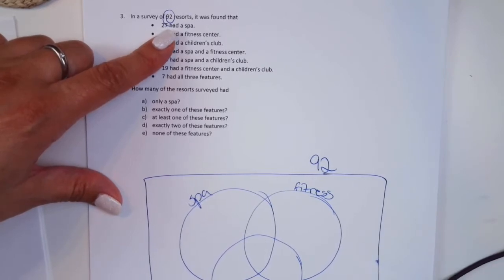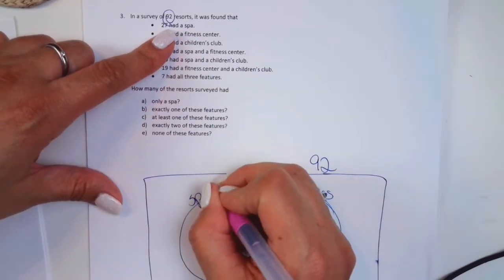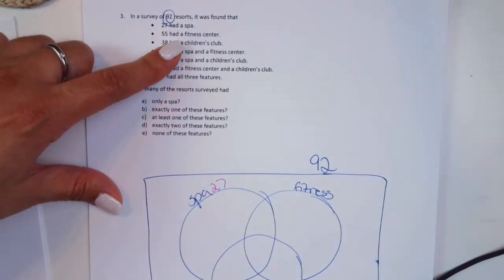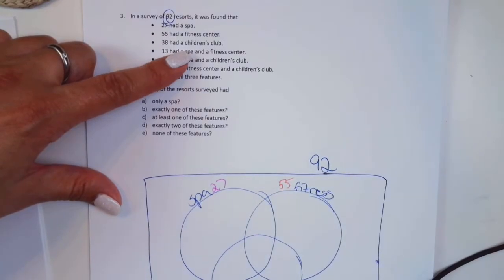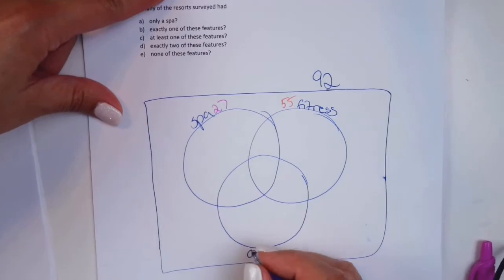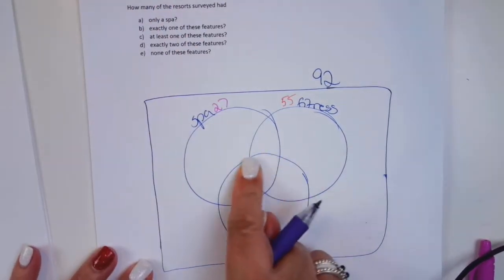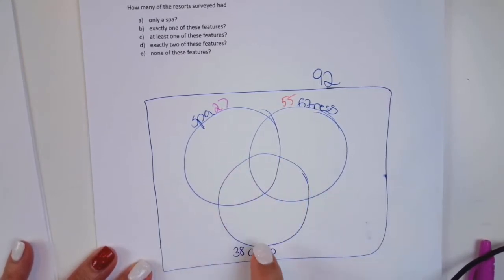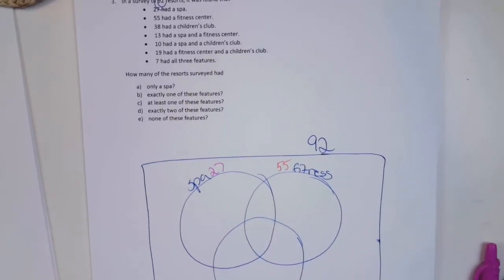27 had a spa, so 27 goes here. 55 had a fitness center. 55. 38 had a children's club. So 38 goes here. And why am I putting them outside? Because 38 is this whole circle here. But we have 1, 2, 3, 4 sections in it. We don't know yet where these are going to go. So let's move forward.